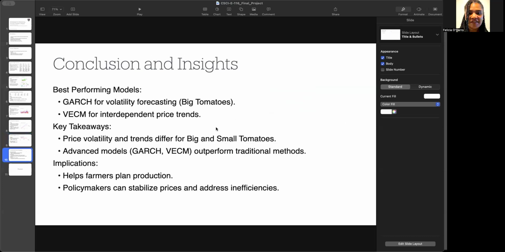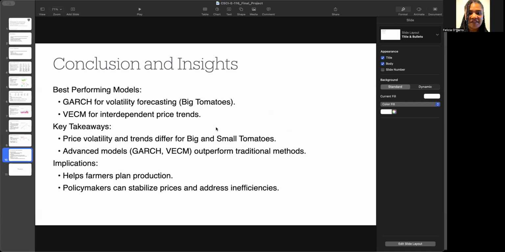So concluding everything and just further insights. As far as my best performing models, as I mentioned, the GARCH for volatility forecasting, especially for the big tomatoes, performed extremely well and was the best model. The next best model was the VECM for interdependent price trends.